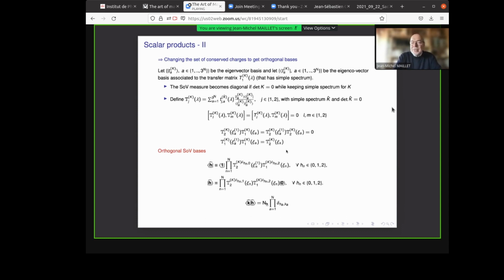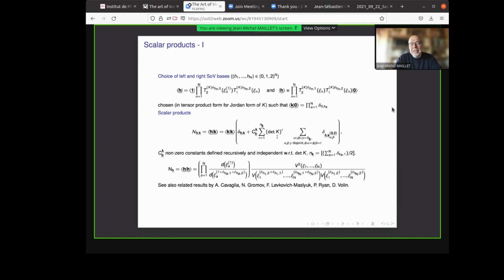And so what we were able to do is to define new charges, taking advantage of the fact that we have a simple spectrum transfer matrix. You can define them in the eigenbasis of this transfer matrix in some specific way. And the specific way is to remark that when you look at the scalar product formula here, it is well ordered in terms of the determinant of K.